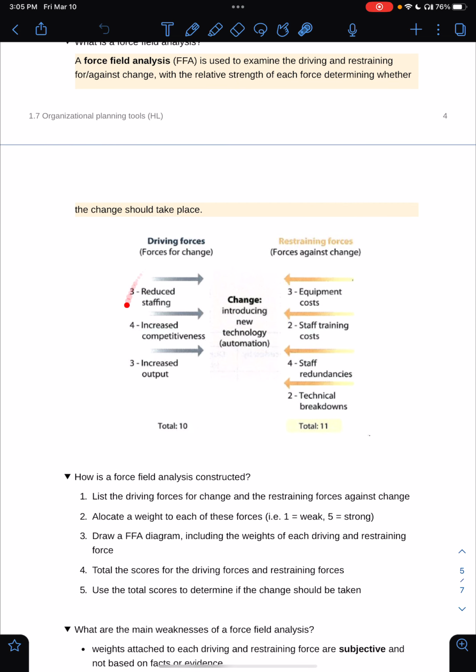So when we look at this diagram here, we can see that the change that the company is aiming to achieve is to introduce new technology or automation. And on the left, we have the driving forces, and on the right, we have the restraining forces.